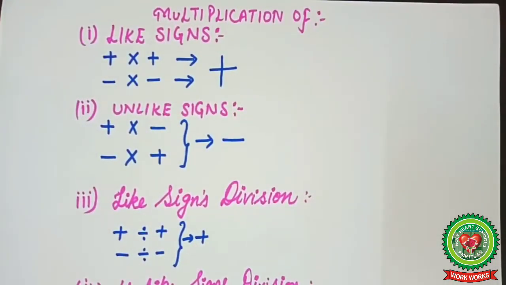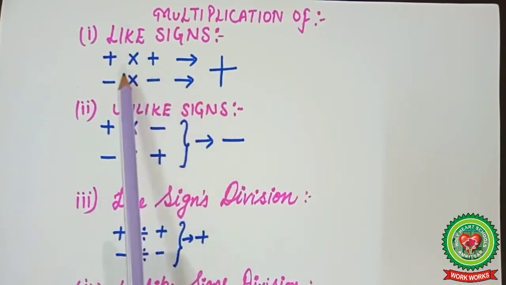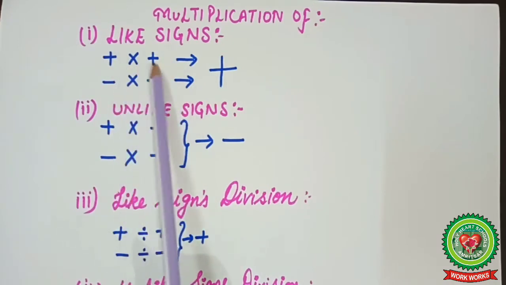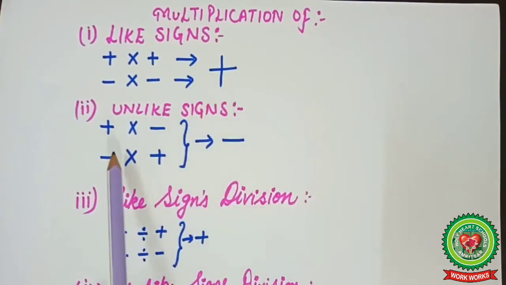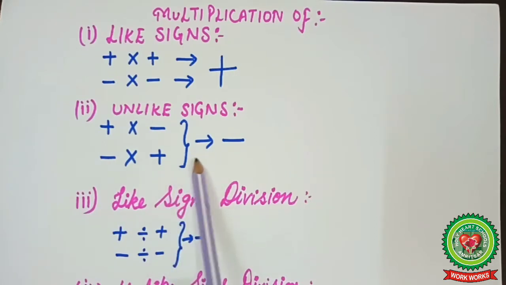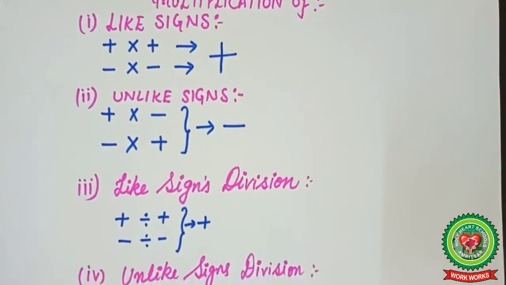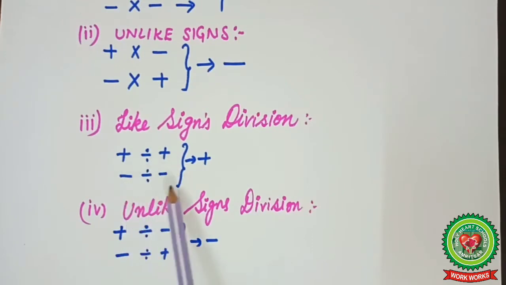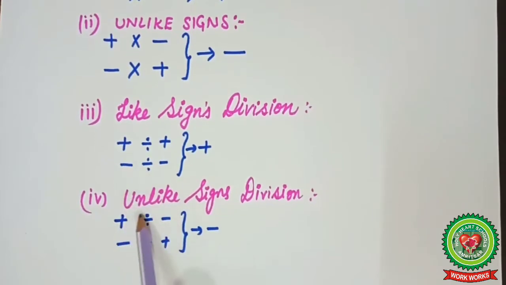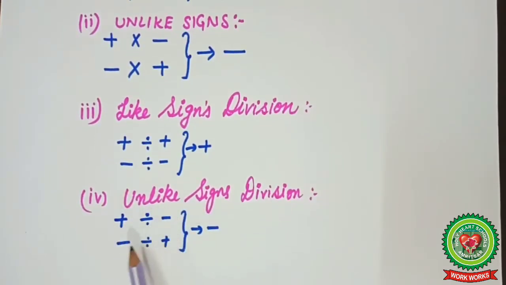But before starting our topic, students, we will quickly recall the multiplication and division of like signs as well as unlike signs. So here you can see that I have taken like as well as unlike signs. When we multiply like signs, like means plus plus or minus minus, the answer will always be plus. Whenever we multiply unlike signs, that means plus minus or minus into plus, the answer will always be minus. Similarly, when we have division, if we have like signs, that is plus divided by plus or minus divided by minus, the answer will always be plus. Similarly, for unlike signs, when plus is divided by minus or minus is divided by plus, the answer will be minus, right?